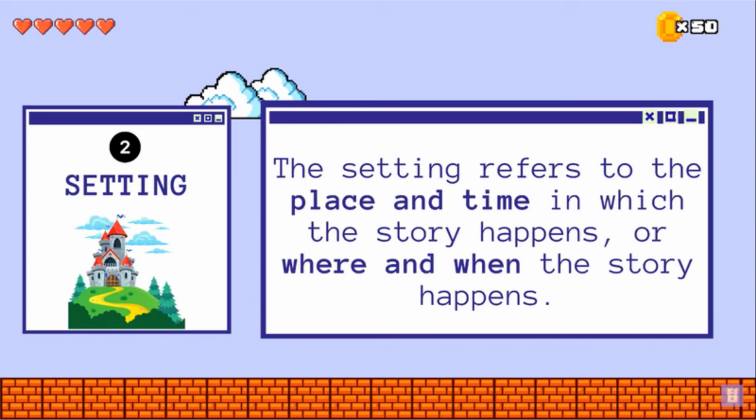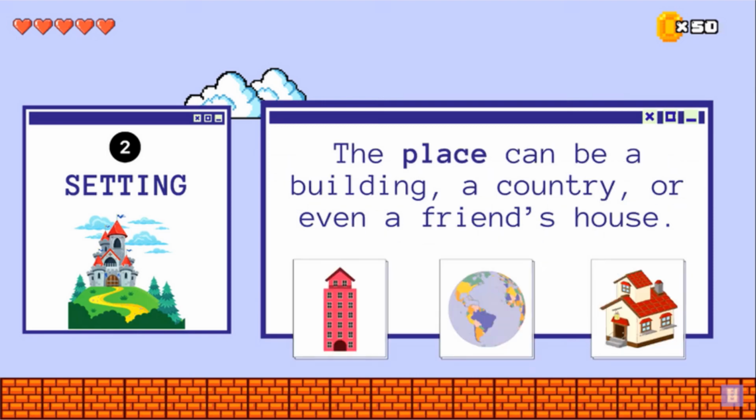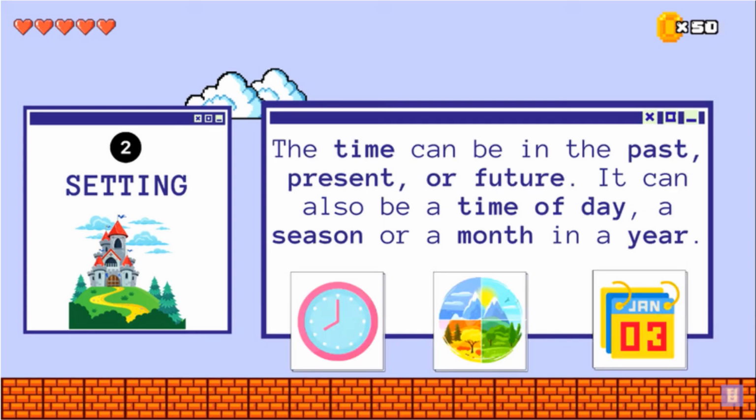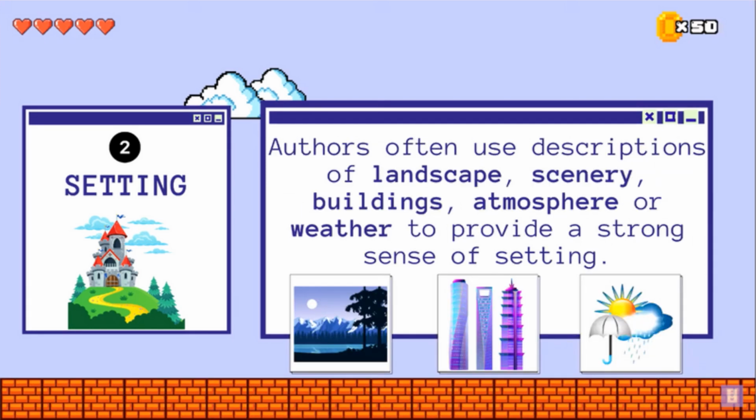Next is setting. The setting refers to the place and time in which the story happens, or where and when the story happens. The place can be a building, a country, or even a friend's house. The time can be in the past, present, or future. It can also be a time of day, a season, or a month in a year. Authors often use descriptions of landscape, scenery, buildings, atmosphere, or weather to provide a strong sense of setting.